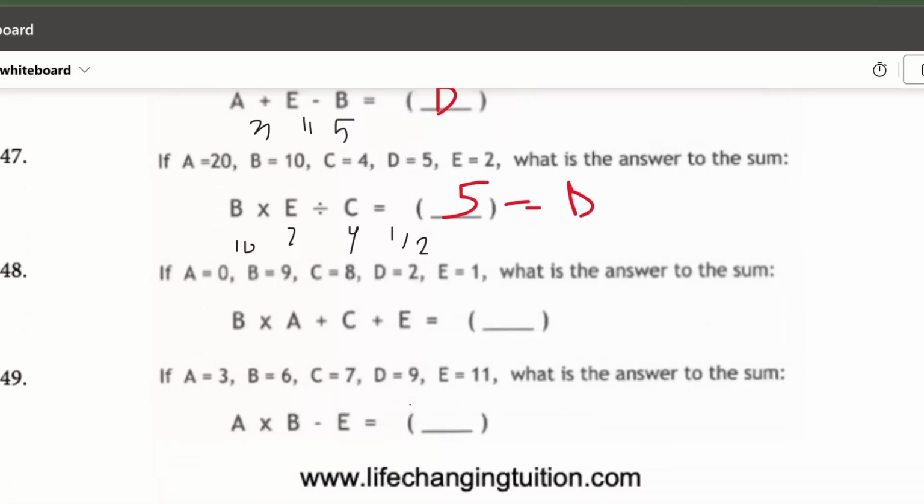Question 48, we have B times A plus C plus 1. BIDMAS, we do multiplication, 0 plus 9, which is just 9, which is equal to B. Next question, we have 3 times 6 minus 11, multiplication first. 18 minus 11 is 7, so we get C.